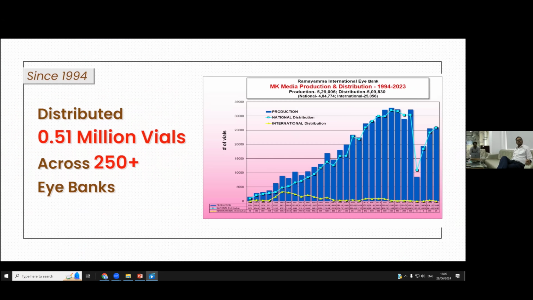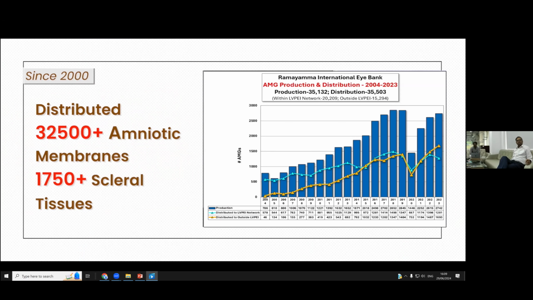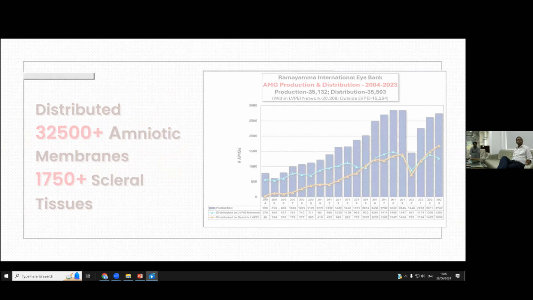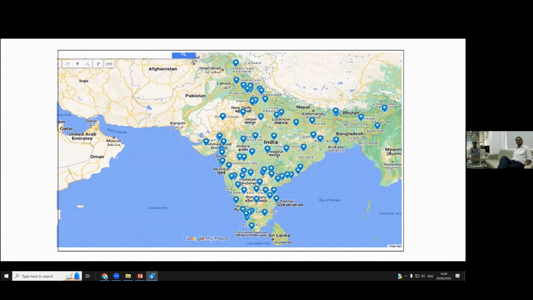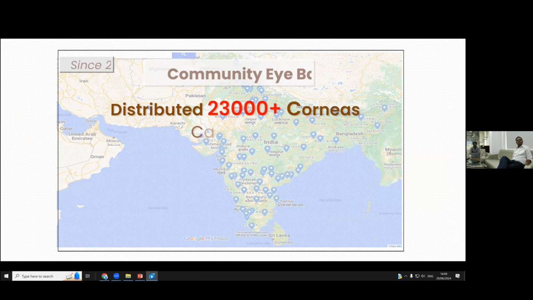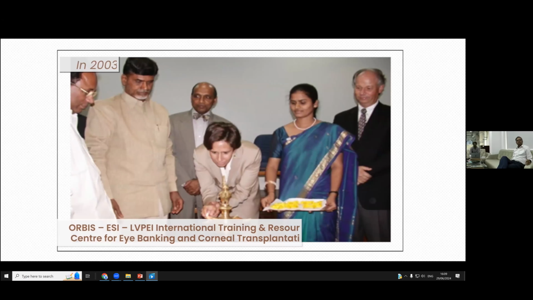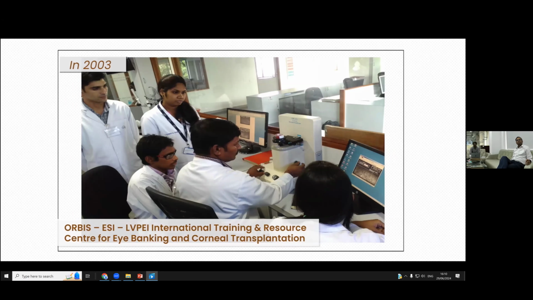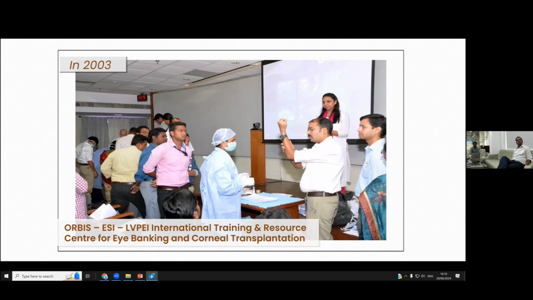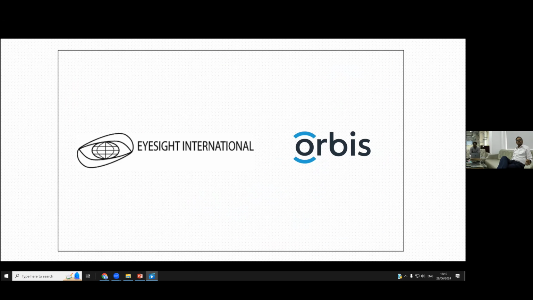In the year 2000, we began providing amniotic membrane and scleral tissue for ocular surgeries. The year 2002 marked the establishment of community eye banking services. We established the first of its kind International Training and Resource Center for Eye Banking and Corneal Transplantation in 2003, which was made possible with the support from Eyesight International Canada and Orbis International USA.